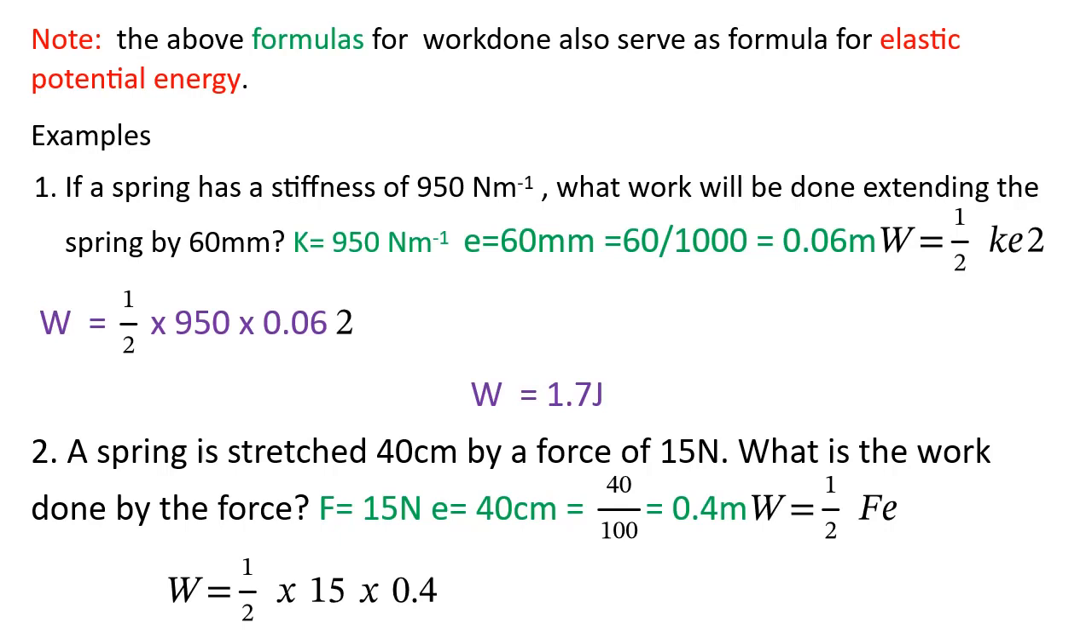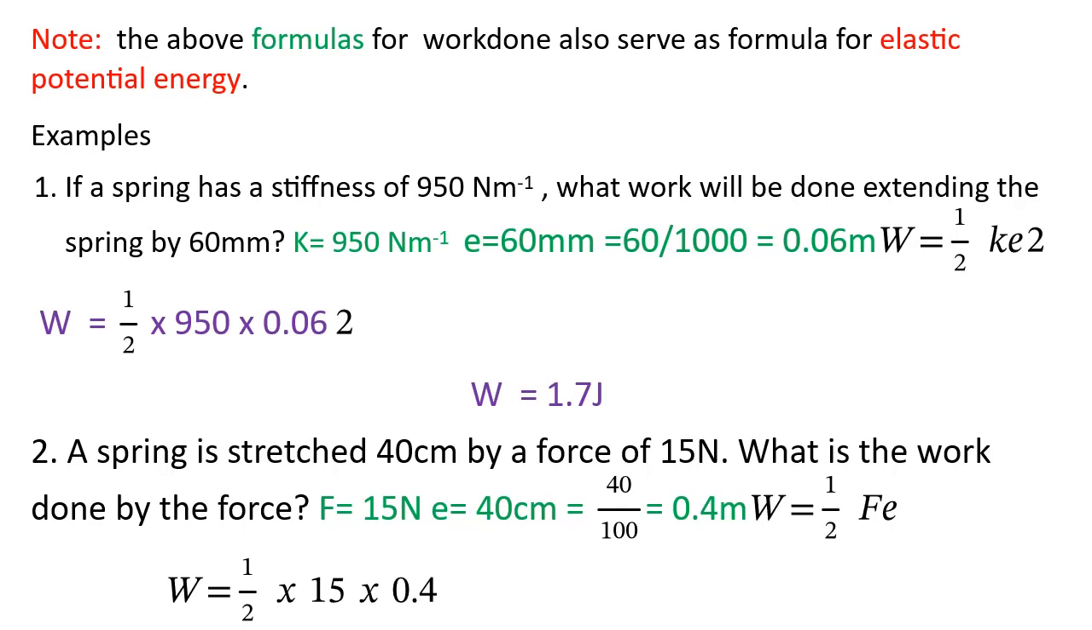Therefore, now looking at it, we have the stiffness and we have the extension. Therefore, the formula suitable to calculate the work done here is half KE squared, not half FE, because we don't have F. Therefore, work done is equal to 1 over 2 times 950 times 0.06 squared. That square is coming from E squared. When you multiply all of them, you will have work done equals 1.7 joules.